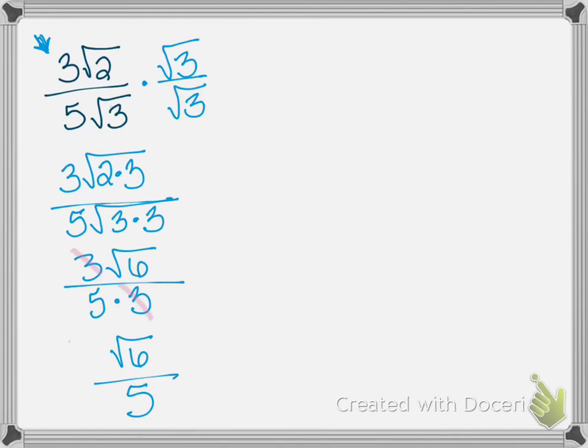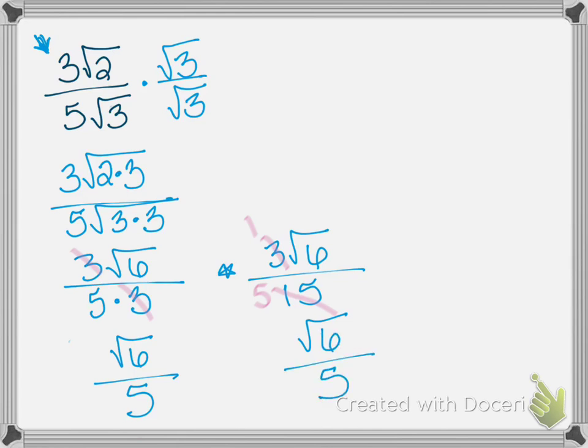Now, you may have multiplied at this step right here. You may have had 3 on the square root of 6 over 15. That's okay if you had that, because then you identify that it's the square root of 6. You're still taking the 3 out and simplifying it.